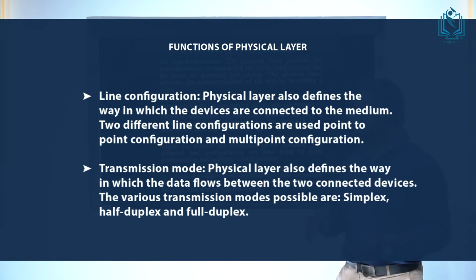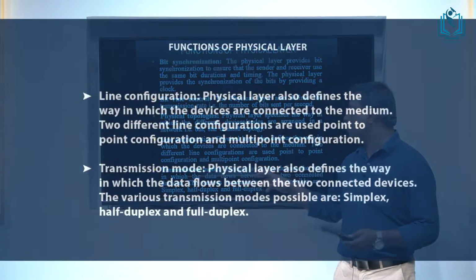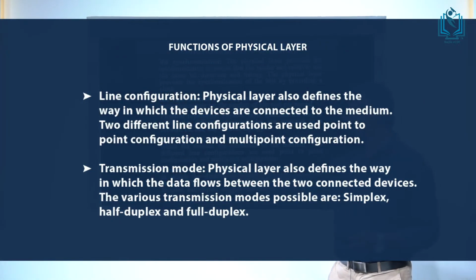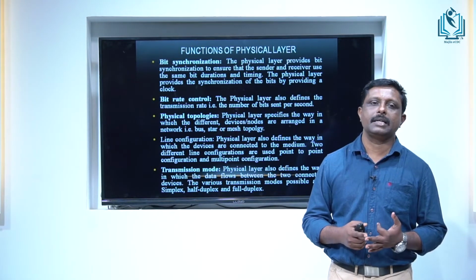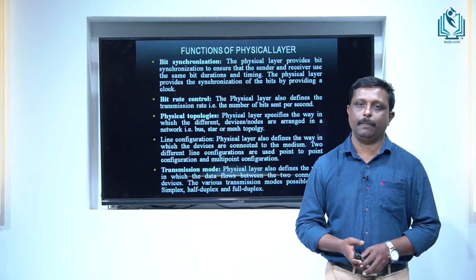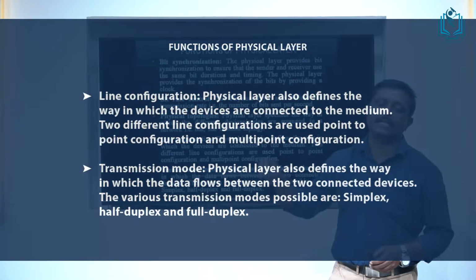Transmission mode. The physical layer is responsible for the control of transmission and defines the flow of data between devices. There are three types of transmission mode. One is simplex, the other is half duplex, and the next one is full duplex. These functions are performed by the physical layer.